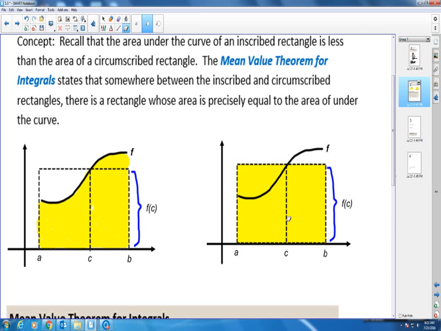So what my drawing here is trying to show you is that you have two types of rectangle, inscribed and circumscribed. They're somewhere in the middle, which is where the c is located. If I pick this number c and draw a rectangle here, the area under the curve will actually equal the area of this rectangle.